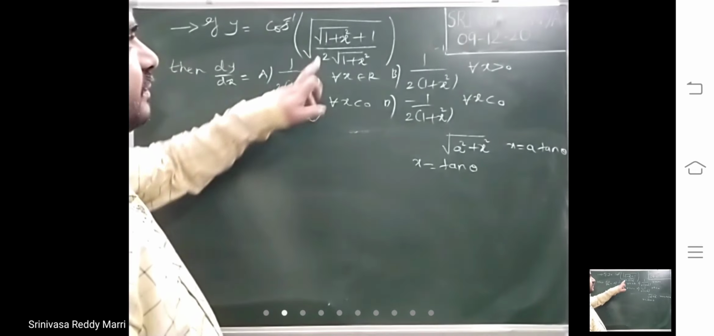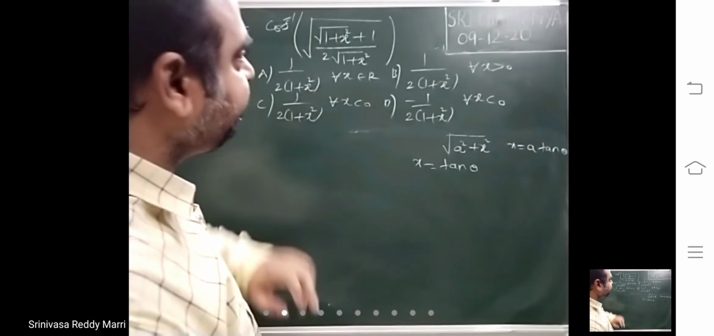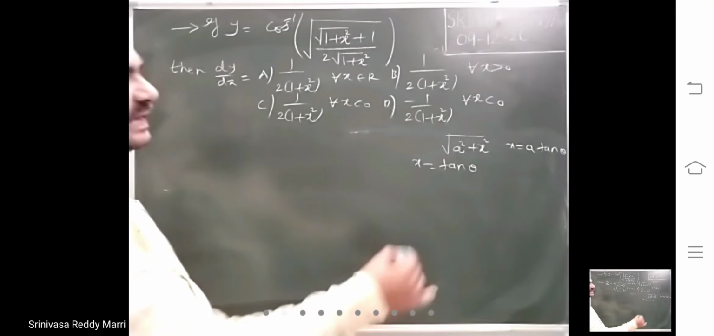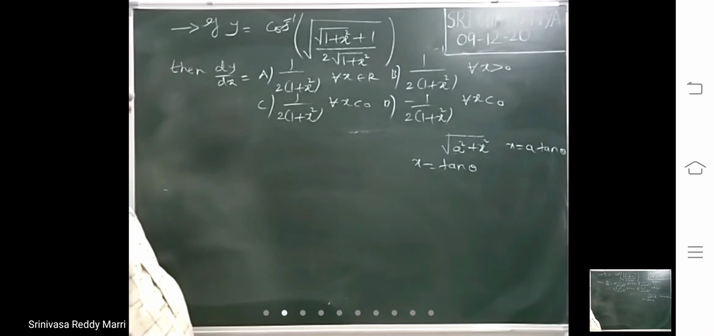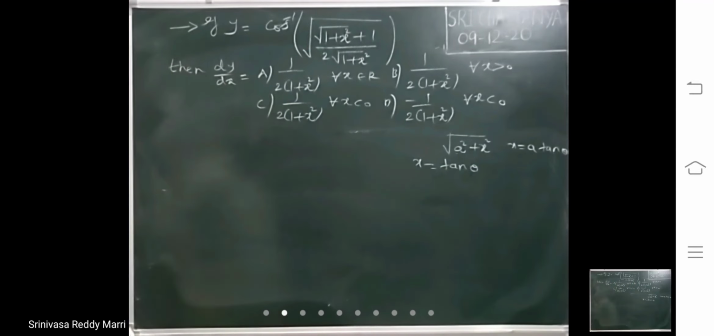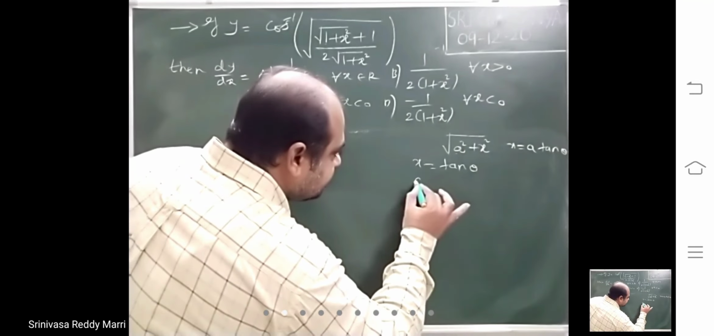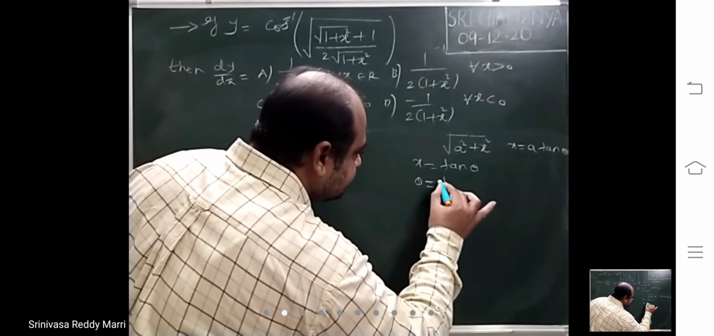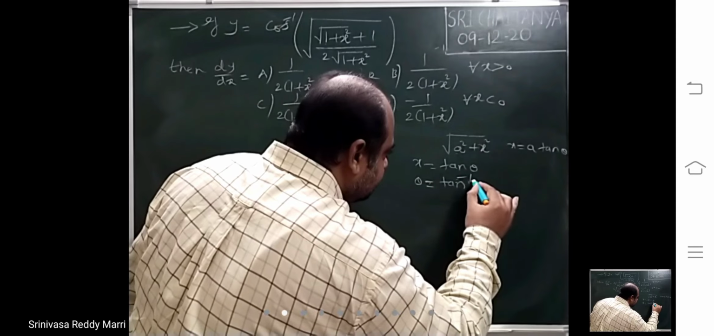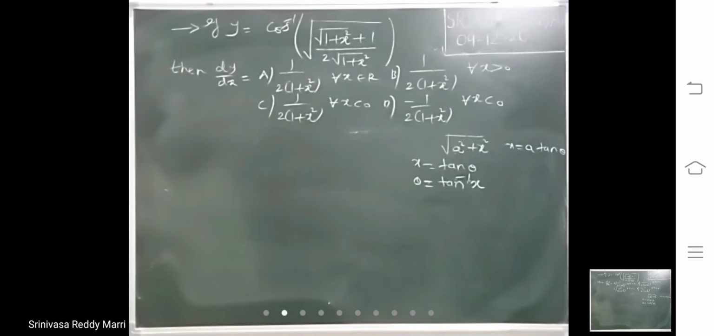In the previous problem, the root of 1 minus x square was also there, so I took cos theta. Generally, if only one term exists, like root of a square plus x square, take x equal to a tan theta. Here a is 1. So that means theta is nothing but tan inverse x.